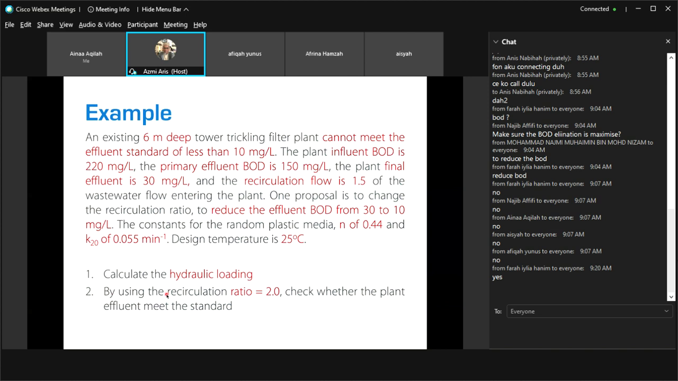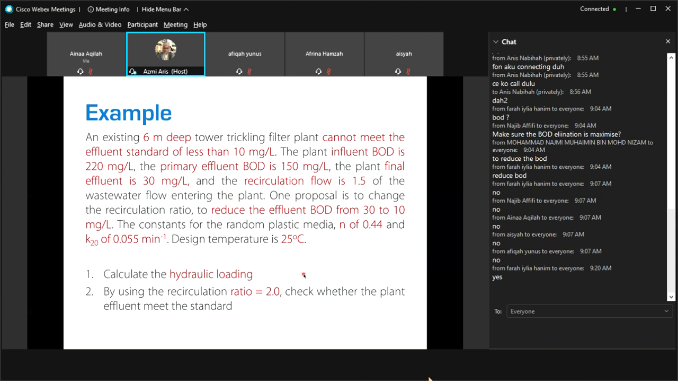All right, let's look at this example. We will finish, I think, around 10 or before 10 for today. An existing 6-meter deep tower trickling filter plant cannot meet the effluent standard of less than 10 milligram per liter. So the effluent standard is actually 10 milligram per liter, but the plant cannot meet this standard.